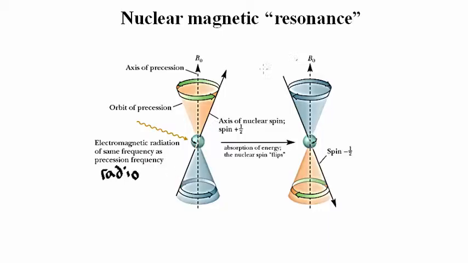spin state. Now, to visualize the mechanism by which a spinning nucleus absorbs energy and the meaning of resonance in this context, you can think of the nucleus as if it were really spinning.